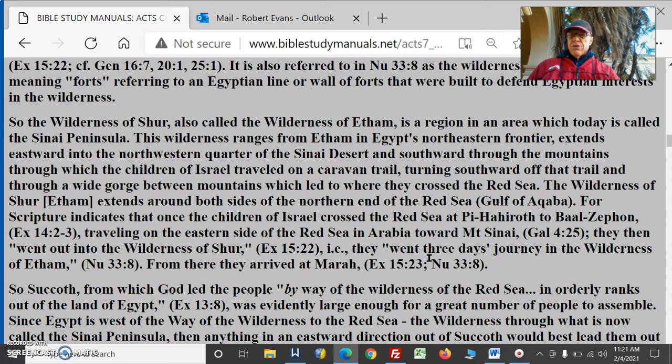The wilderness of Shur or Etham extends around both sides of the northern end of the Red Sea, the Gulf of Aqaba. Let's take a quick look at that.